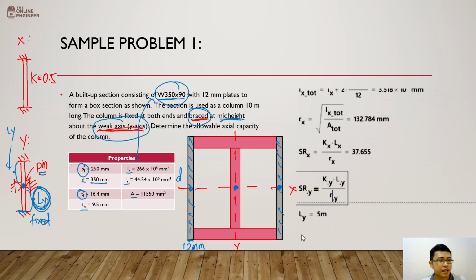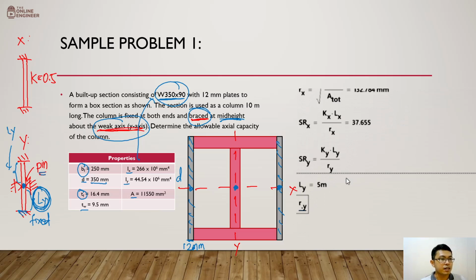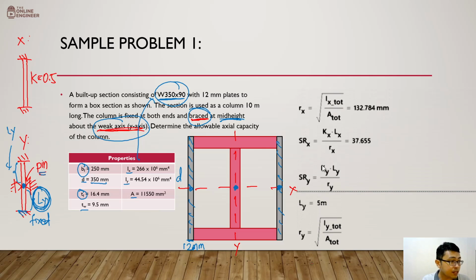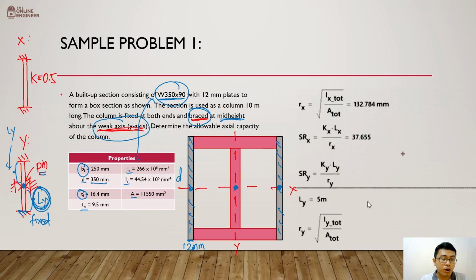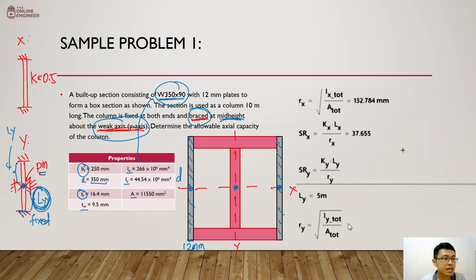What about our Ry? Well, in our solution for this Ry, we recall the procedure that we did earlier. That was for Rx, and this time we're going to repeat that for our Y section. So this will now be equal to Ky times Ly, the square root of Iy total divided by the total area. Okay, so the total area, we had that already. That was 9950, considering the contribution of those two plates that we have on both sides.